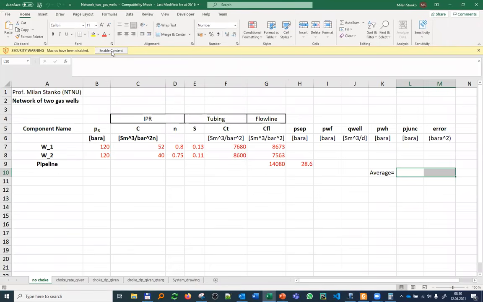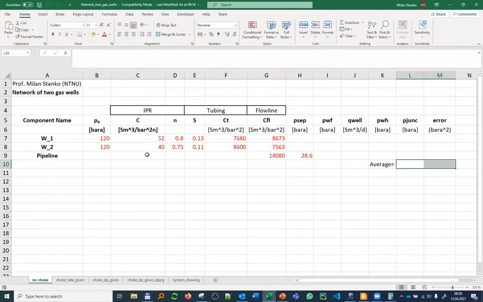Okay, so first we have the case as the graphical solution we did earlier, where we just want to find the open choke rate. Here you have the properties: the reservoir pressure, the C and the N, that's for the IPR, the S and the CT, that's for the tubing, the flow line, where you have one which is the main pipeline, and the separator pressure.